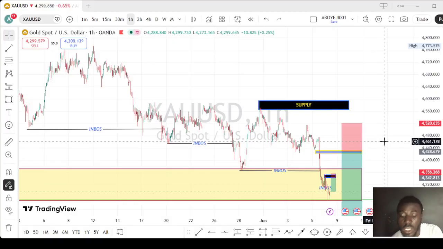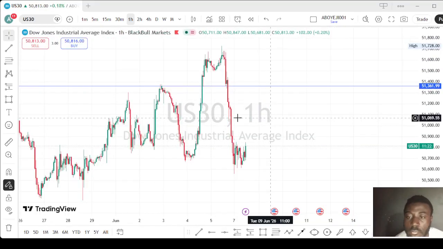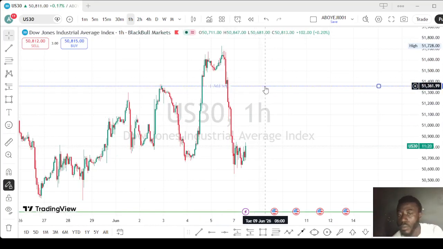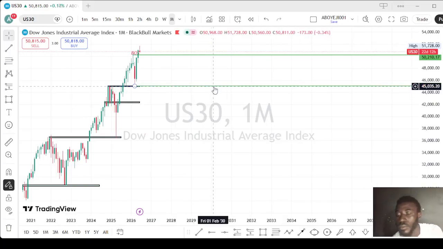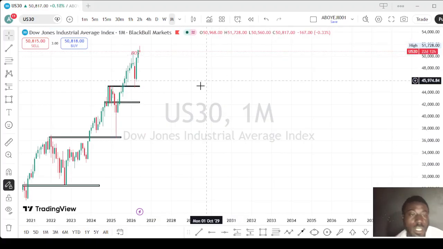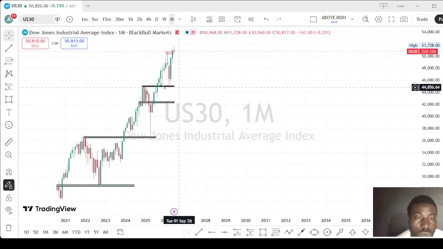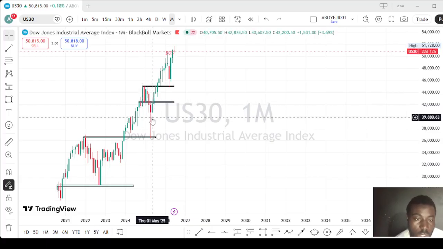So let's move to US 30. What is US 30? US 30 is the 30 companies of USA. They match together. So this is what I'm seeing on US 30 for monthly time frame. This is our key level for monthly time frame. You can see this key level. You can see a retracement key level that was touching it again, and this is another key level that market mitigated and continued the downtrend.